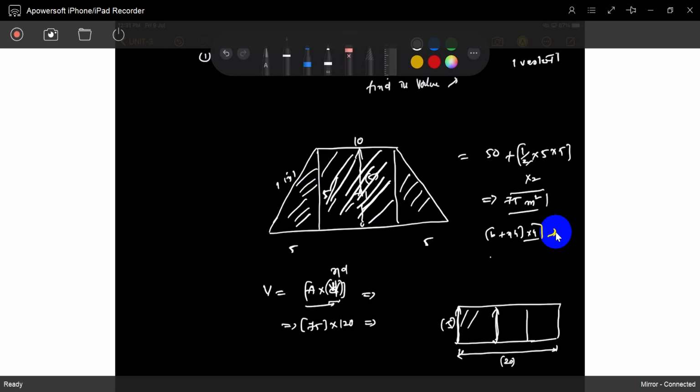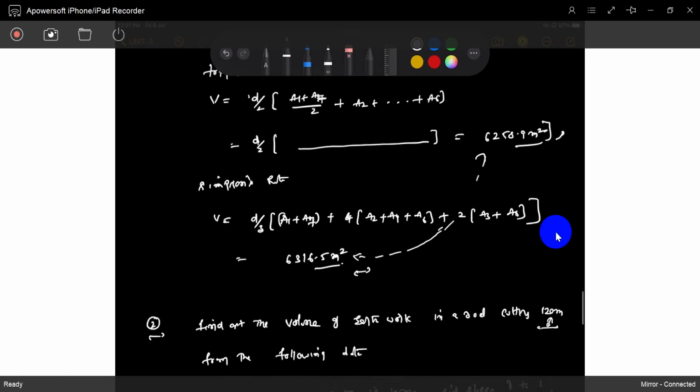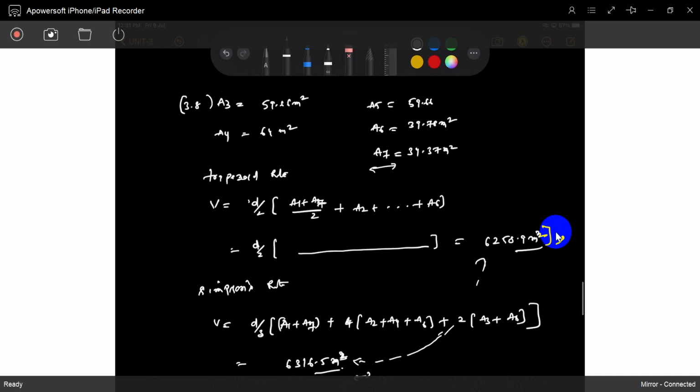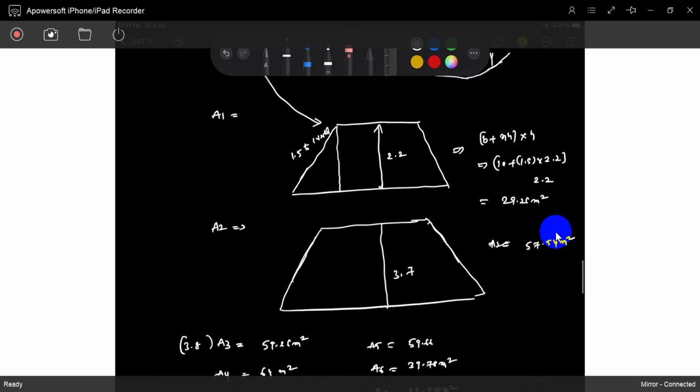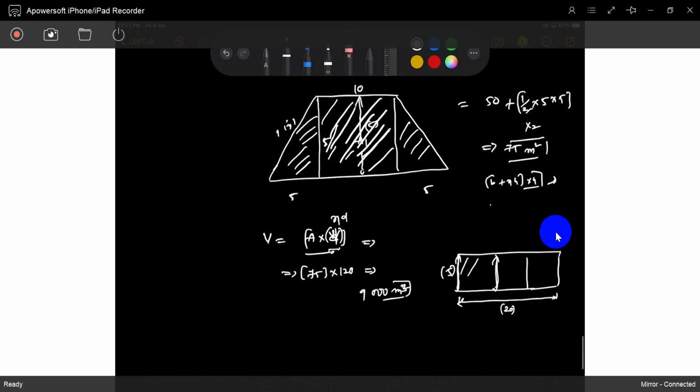75 into 120 will give 9,000 cubic meters. Meter cube is the volume. Units are very important. If you miss the units, that is a blunder. So that's the one problem. If you know the average value of area, that's it.